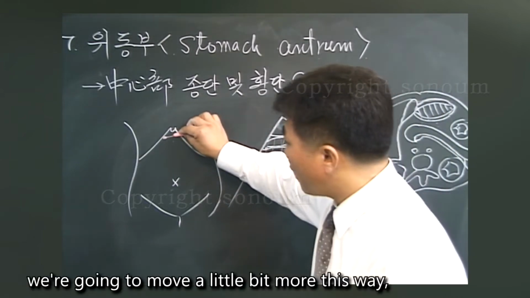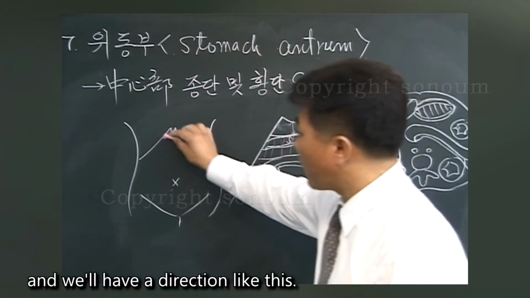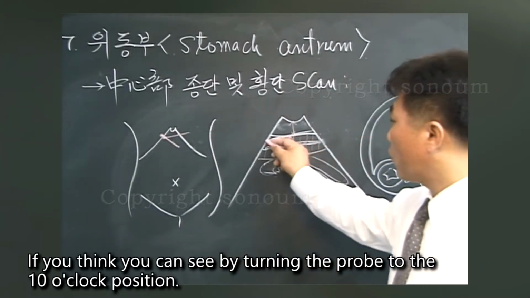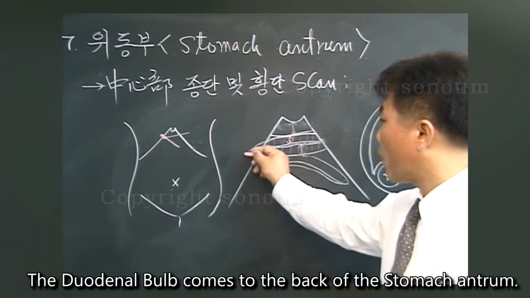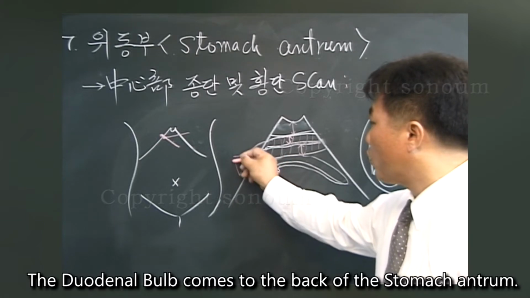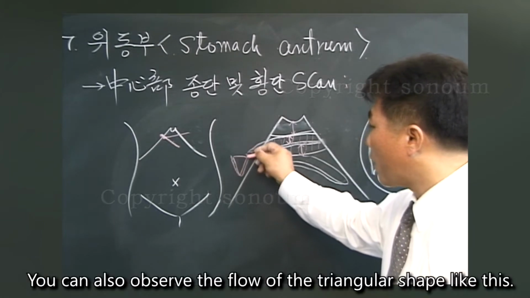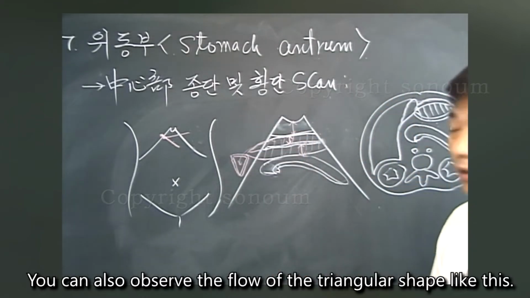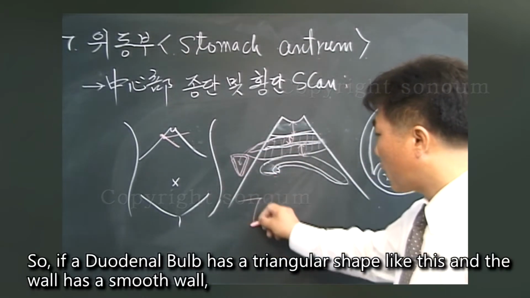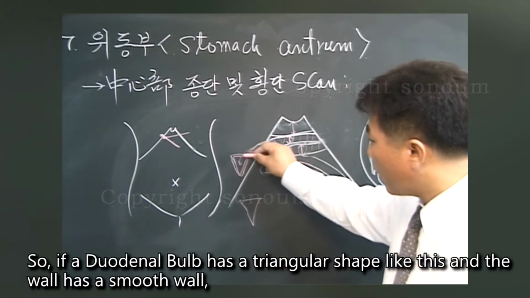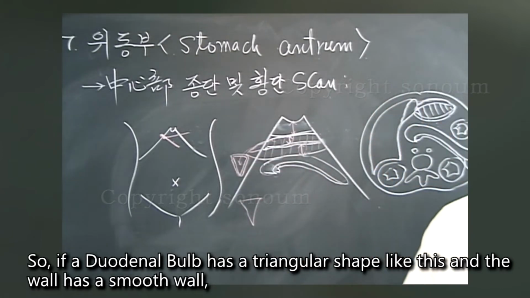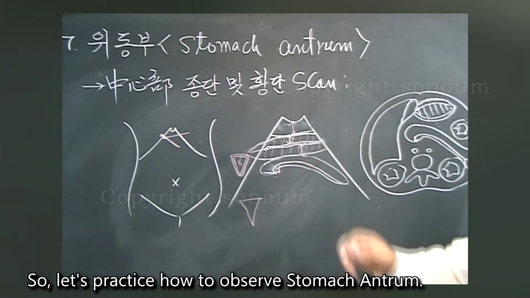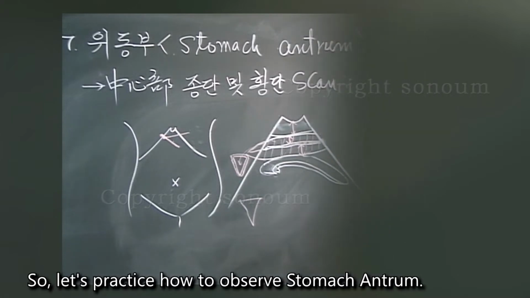From here, we're going to move a little bit more this way, and we'll have a direction like this. If you turn the probe to the 10 o'clock position, the duodenal bulb comes to the back of the stomach antrum. You can also observe the flow of the triangular shape like this. So, if a duodenal bulb has a triangular shape like this, and the wall is smooth, it is a normal duodenal bulb. So, let's practice how to observe the stomach antrum.